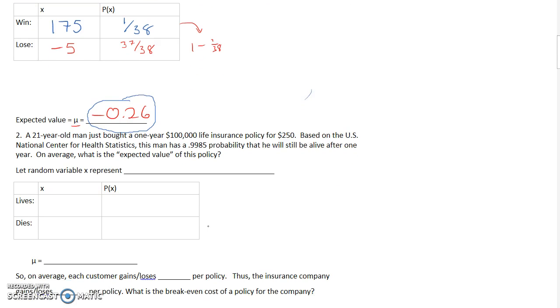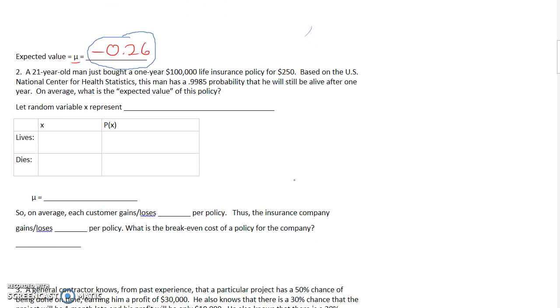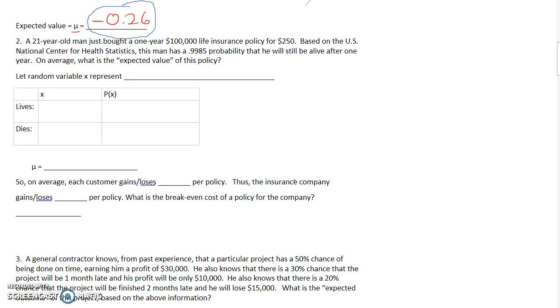All right, another application let's take a look at. It says a 21-year-old man just bought a $100,000 life insurance policy for $250. Based on the U.S. National Center for Health Statistics, this man has a 0.9985 probability that he will still be alive after 1 year. On average, what is the expected value of this policy?